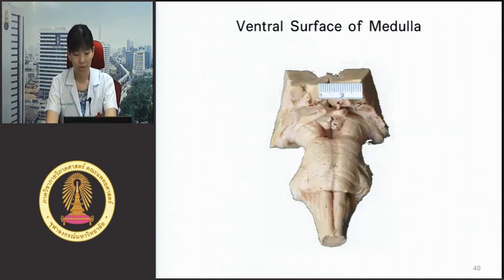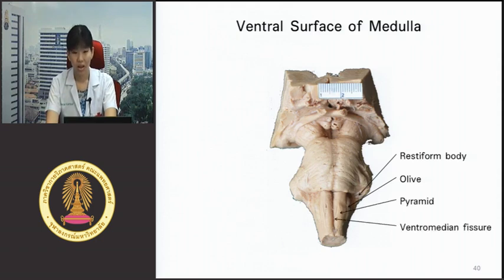Now we continue moving downward onto medulla. This is the demonstration of the ventral surface of the medulla showing the restiform body, olive, pyramid, ventral median fissure, and motor decussation.